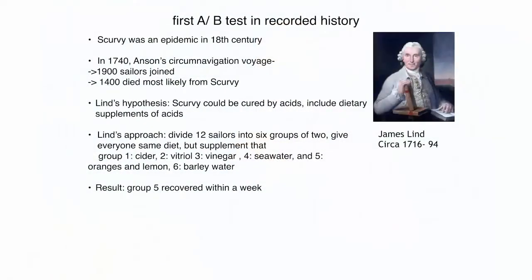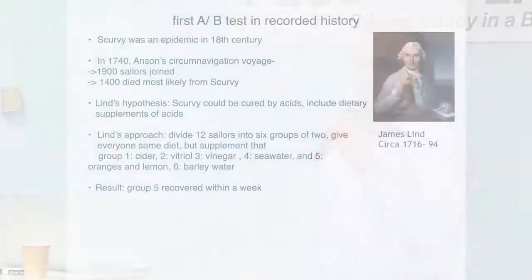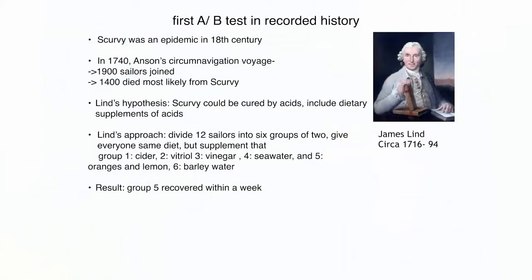Some fun facts about A/B testing in recorded history. I was searching for who was the first person who did it. Obviously, it was not named A/B testing back then. This gentleman was a British Navy captain, or actually a doctor, in the 18th century. Scurvy was an epidemic back then, and sailors used to die. His hypothesis was that scurvy could be cured by some acidic component in the food.